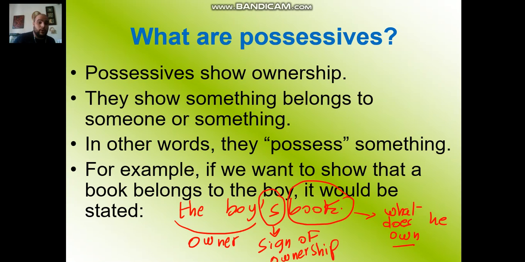So you have to apply the rule. Some people are going to say here, the book's boy. If you say it this way, you're going to say that the boy belongs to the book, which is wrong. So the boy's book: you start with the owner, then the sign of ownership, then what does he own?